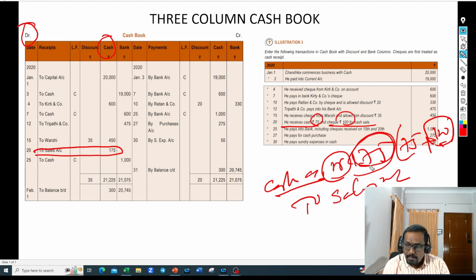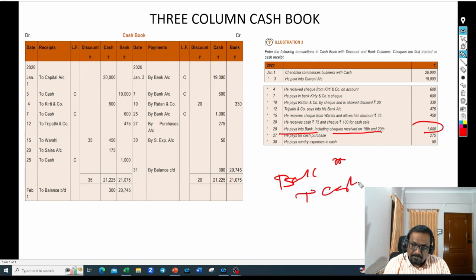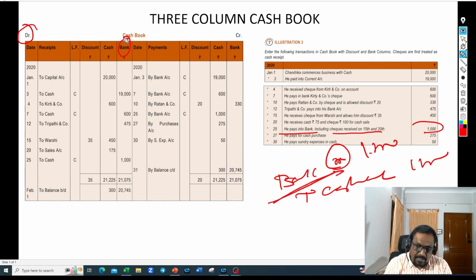Are you clear? Next, he pays into bank including checks received on 15th and 20th, 1000. Pays into bank means deposited. So what entry do we write? The banker is the receiver: bank account debit to cash account for 1000. Are you getting my point? So bank account is debited, so on the debit side we need to write. Bank account is debited, right? So in the bank column you need to write. What are we supposed to write? "To cash account." In the bank column you need to put the amount, right?